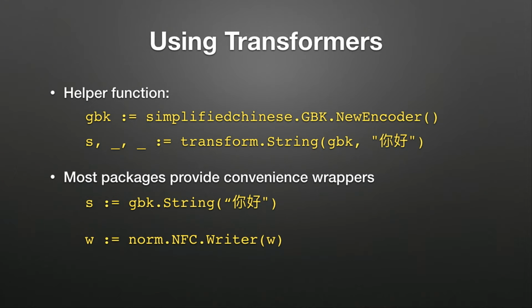Now let's look at some concrete examples. If we look at character encoding, we want to encode Chinese UTF-8 into the GBK encoding. We can create an encoder with the top line, and then we can use one of the transform wrappers to convert a string. The same thing, one line below, is normalization: if you're writing to a file and you want it to be normalized NFC, you can just wrap any writer with this normal form writer, and you're good to go.